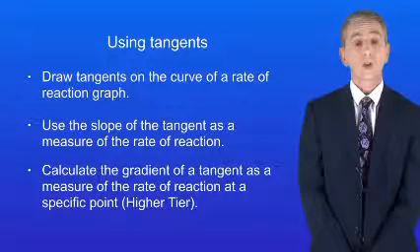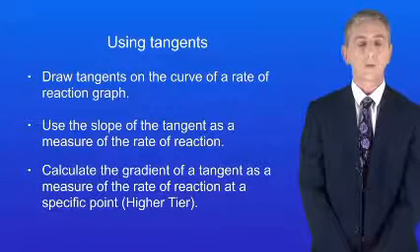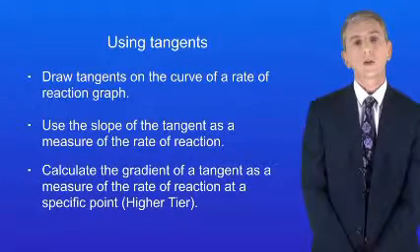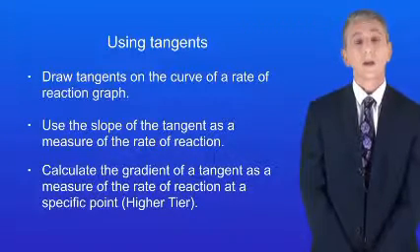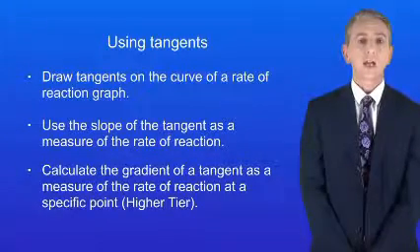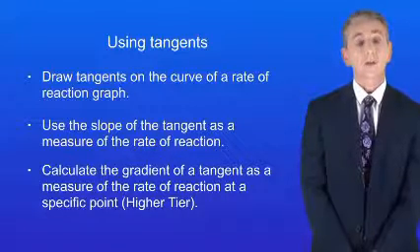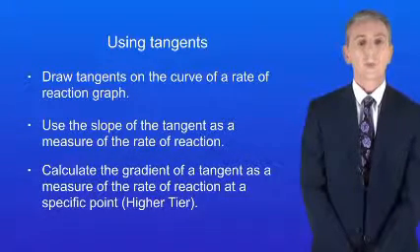Okay, so hopefully now you should be able to draw tangents on the curve of a rate of reaction graph. You should then be able to use the slope of the tangent as a measure of the rate of reaction, and if you're a higher tier student, you should be able to calculate the gradient of a tangent as a measure of the rate of reaction at a specific point.